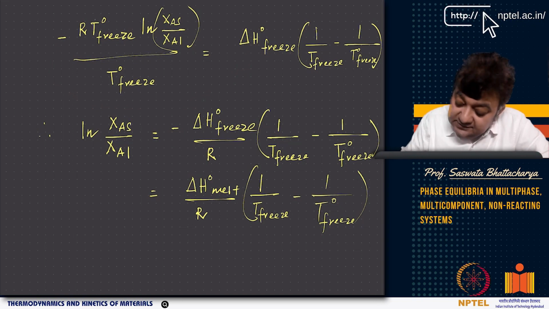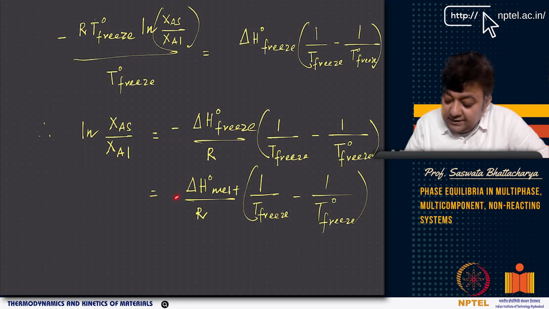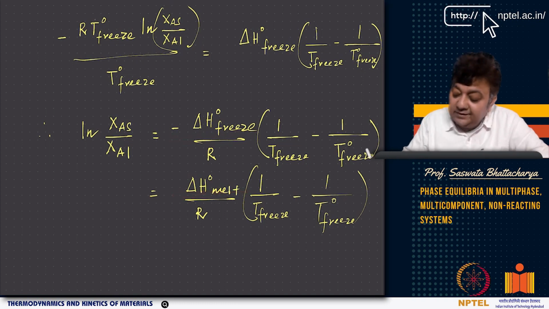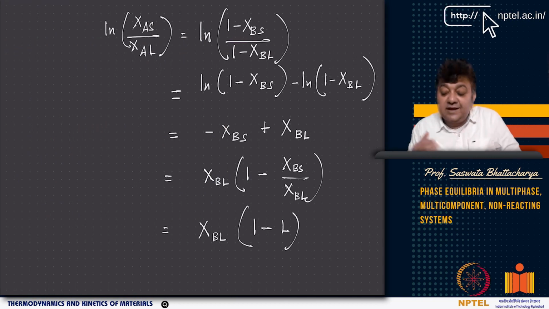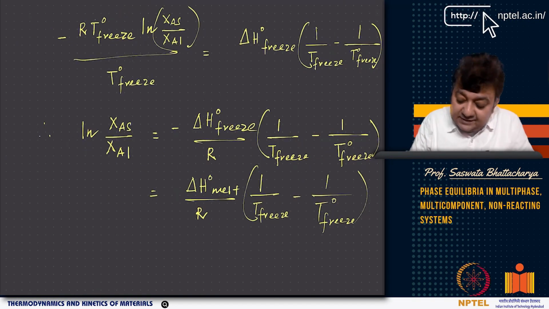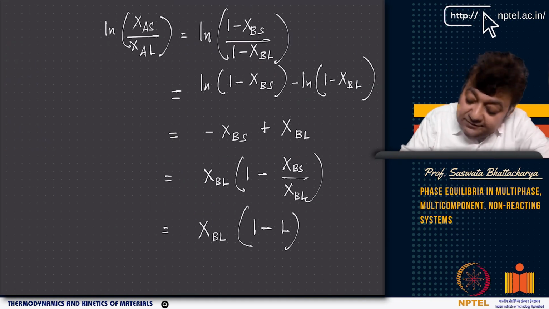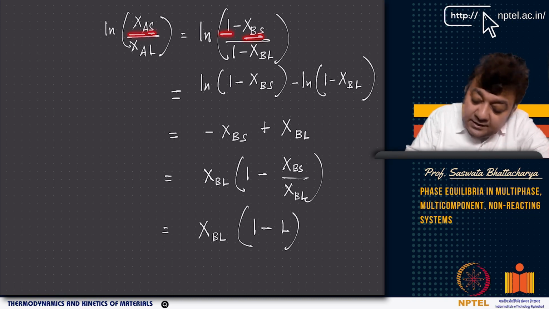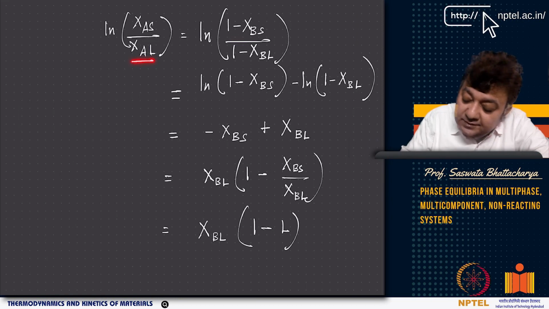Now since delta H freeze itself is the negative of delta H melt, minus delta H0 freeze is nothing but delta H0 melt, which is positive, by R times 1 by T freeze minus 1 by T0 freeze. So that is exactly what we are looking at. If you do that, ln XAS by XAL can further be written as ln of 1 minus XBS by 1 minus XBL, because XA in the solid plus XB in the solid should be equal to 1. So XAS is 1 minus XBS and XAL is 1 minus XBL.